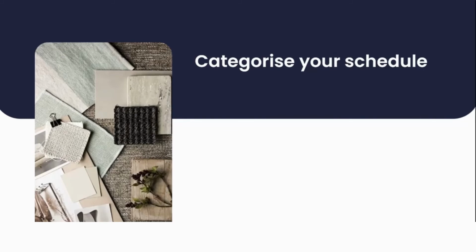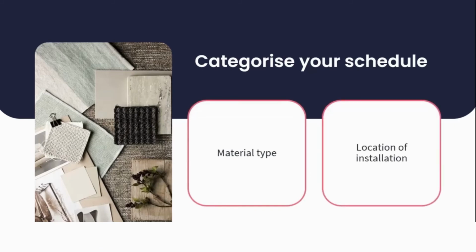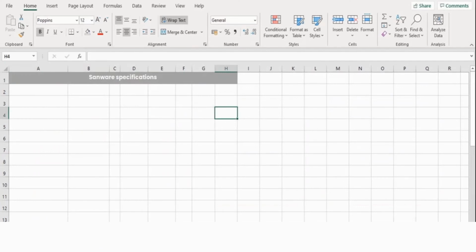I find, however, that by breaking the finishes up into grouped categories by finish, it makes it much easier to find. So in summary, you can categorize your schedule either by material type or the location of installation, so room by room. Let's have a look at how that's done.